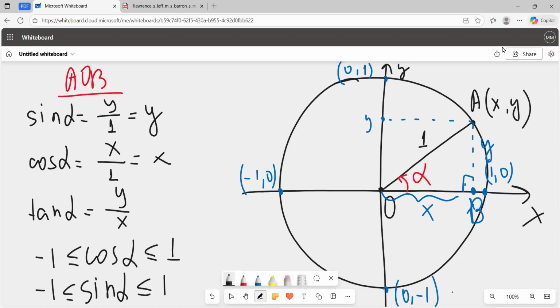In unit circle, starting side of all angles is positive part of x-axis. I mean this part. This is starting side of all angles in unit circle. Okay.